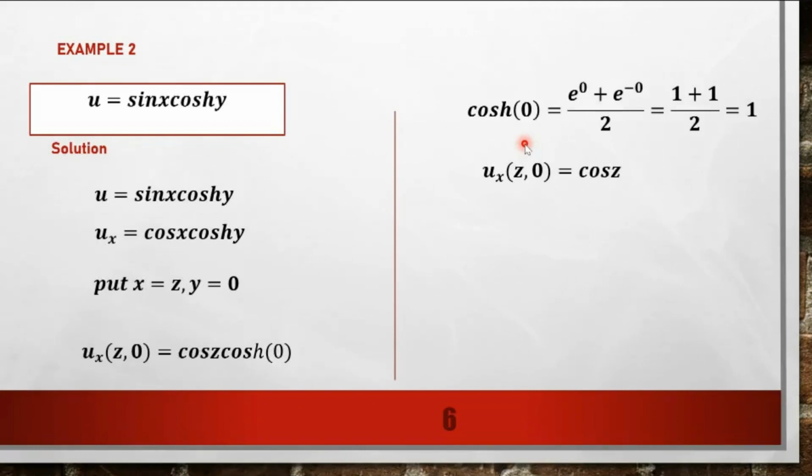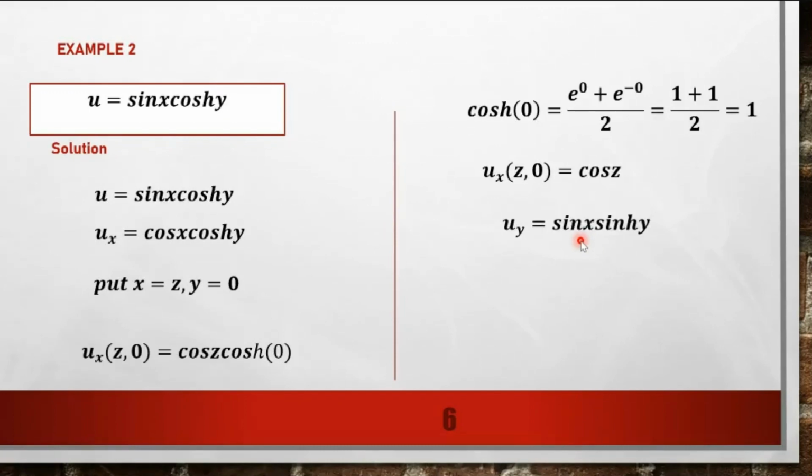Can you tell me what will be sin h 0? 0. Yes, because sin h 0 में क्या हो जाता है, e raised to 0 minus e raised to minus 0 upon 2. तो e raised to 0 1 है, यहाँ पे minus 1, 1 minus 1 0 हो जाएगा. ठीक है, that will be using it in the next part. तो ux at z comma 0 will be cos z.